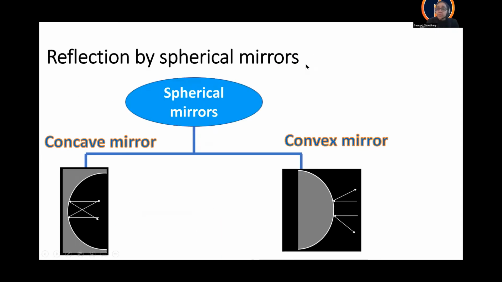Now, coming to spherical mirrors. So spherical mirrors are of 2 types. One is the concave mirror and the second one is the convex mirror. So concave mirror means, you can see from this diagram, it is bent from inside. So the opaque part or the non-transparent part is outside. So this is an example of a concave mirror. Concave means it is bending from inside. Similarly, on the contrary, convex means it is outside. So the reflecting surface is outside and the opaque part is inside.